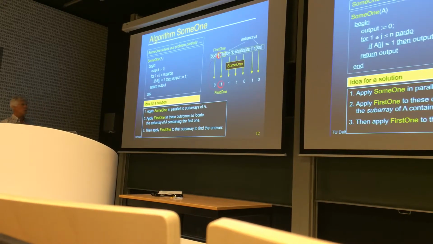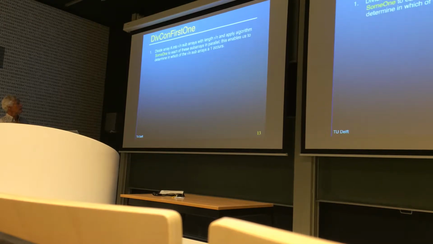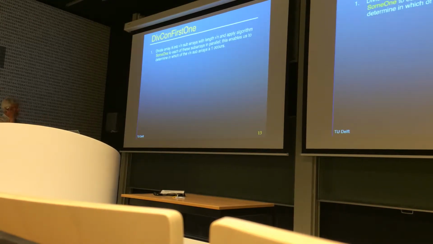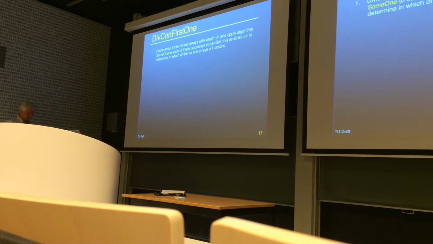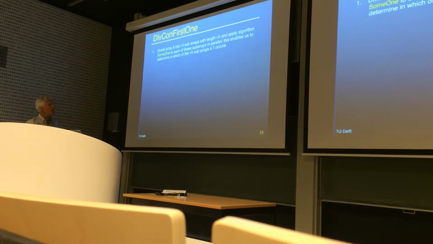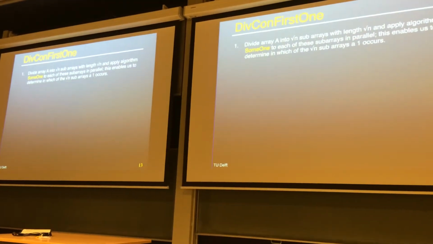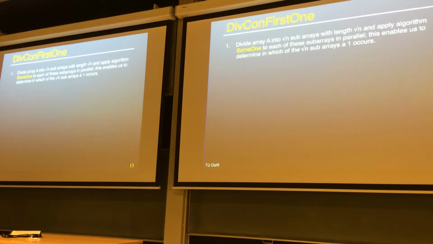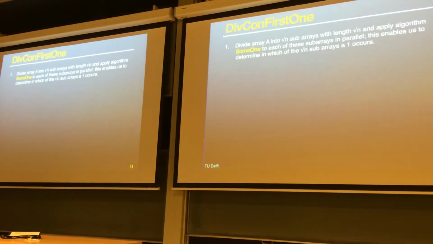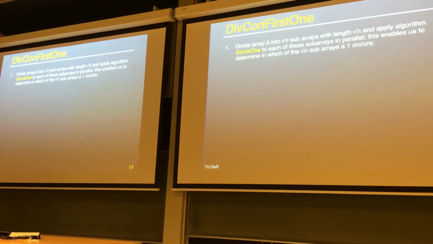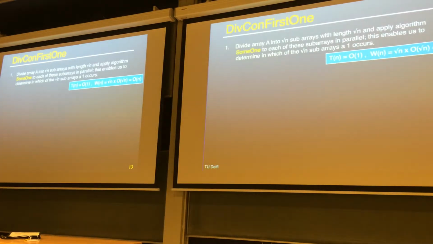So, what will be the outcome here? The outcome will be a distributed first one algorithm. And this algorithm first divides the array A into the square root of n subarrays of length square root of n. And to these subarrays, someone will be applied in parallel to give you a 0 if the array doesn't contain a 1 and a 1 if it does.